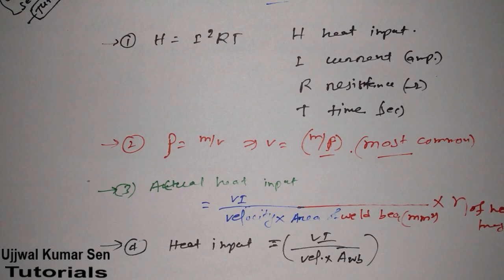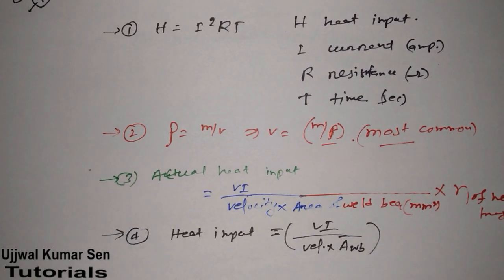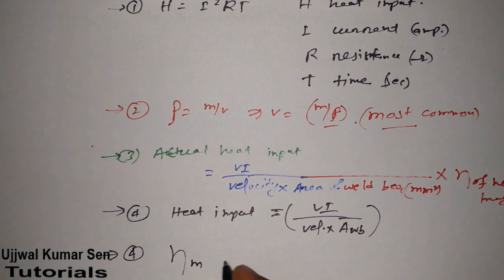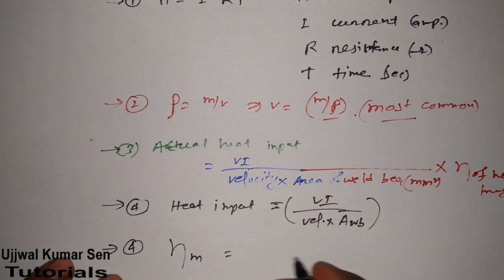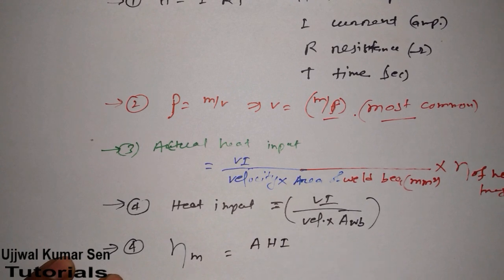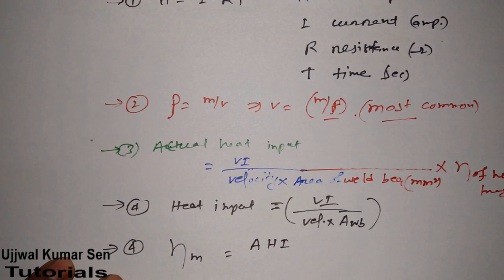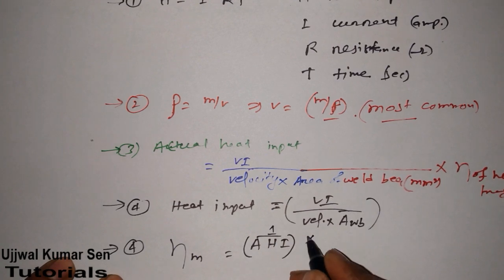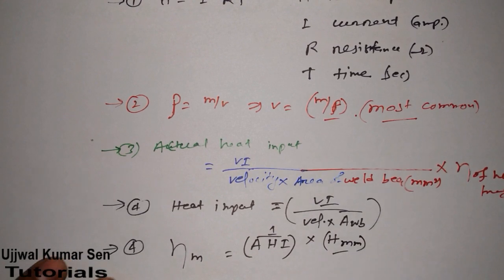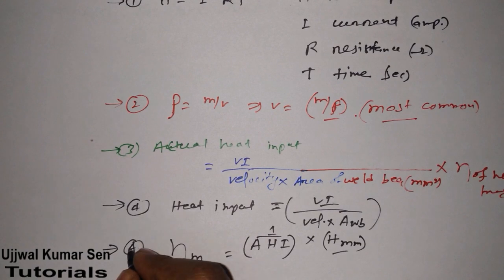Another formula is melting efficiency. Melting efficiency is related to this only. Suppose the melting efficiency is eta m. It is equal to the heat required to melt the material, multiplied by the reciprocal of the actual heat input. So these are five formulas.